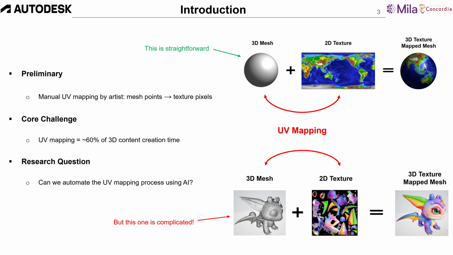For simple shapes like a sphere, this is straightforward. But for complex objects like a dragon, it becomes harder and time-consuming. In this work, we want to see if we can automate the UV mapping process using AI.